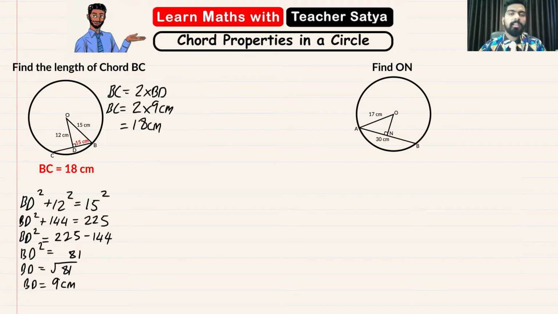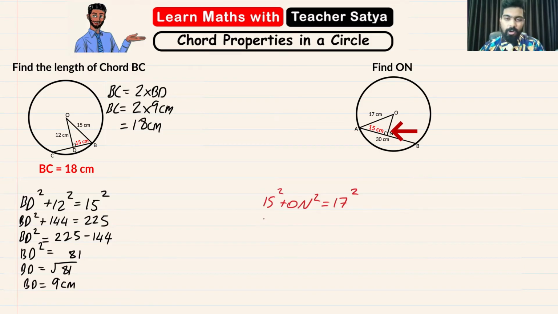All right guys, now let's take the same understanding and solve one more question. So in this one we have to find ON. We see that AB is 30 cm, so AN will be 15 cm, right guys? So this one will be 15 cm. So let's write the formula down. So 15 square plus ON square is equal to 17 square. Right guys, because 17 square will be the hypotenuse and the hypotenuse will be opposite to the right angle.